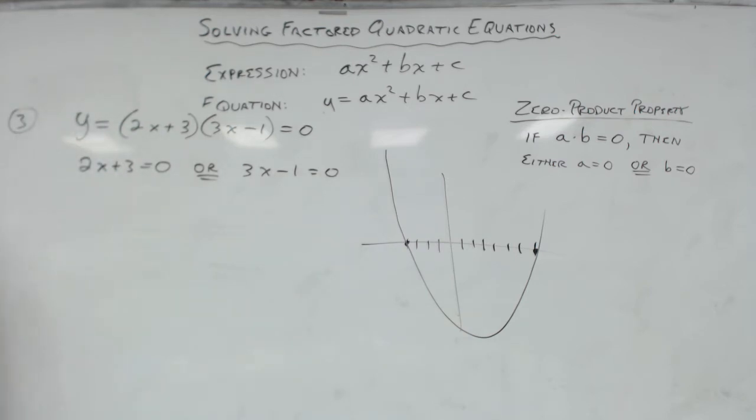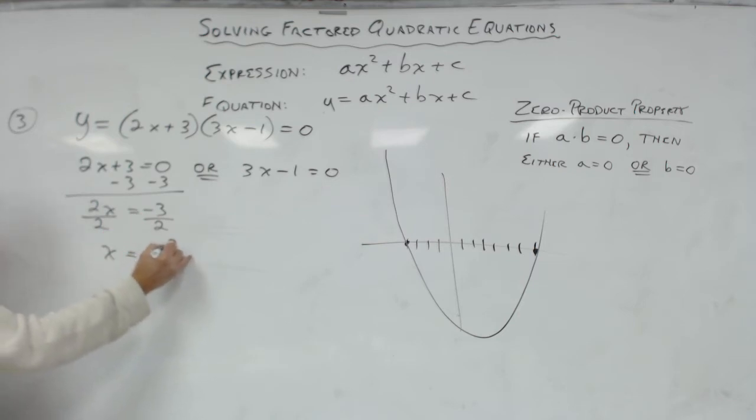Okay? Now I've got to finish it. I've got to solve for x, right? That's what I do. So I subtract 3. Subtract 3, I've got 2x is equal to negative 3. What do I have to do now? Divide by 2, right? Divide by 2. There's my answer. x is that fraction, negative 3 halves. Is that it? And that's it.